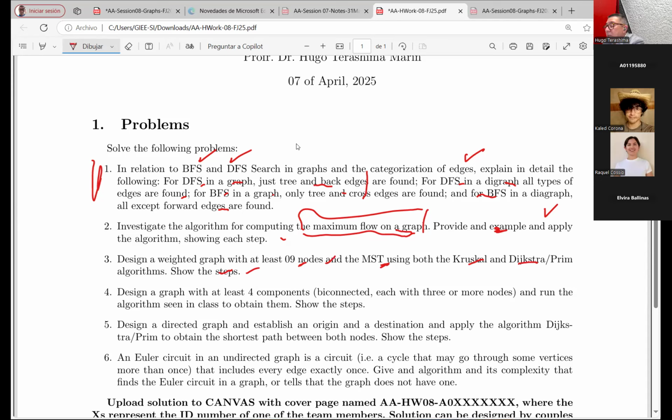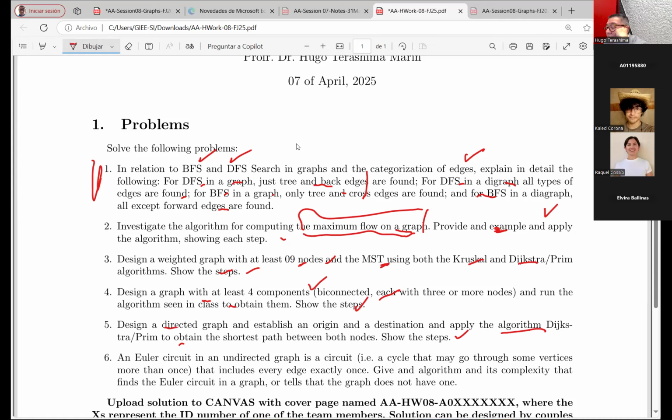And design a graph, this is the fourth one, a graph with 4 components, 4 bi-connected, and apply the algorithm that we just revised. I'm going to upload the complete solution and show the steps. Design a directed graph and establish an origin and a destination and apply the algorithm of Dijkstra to find the shortest path, show the steps.